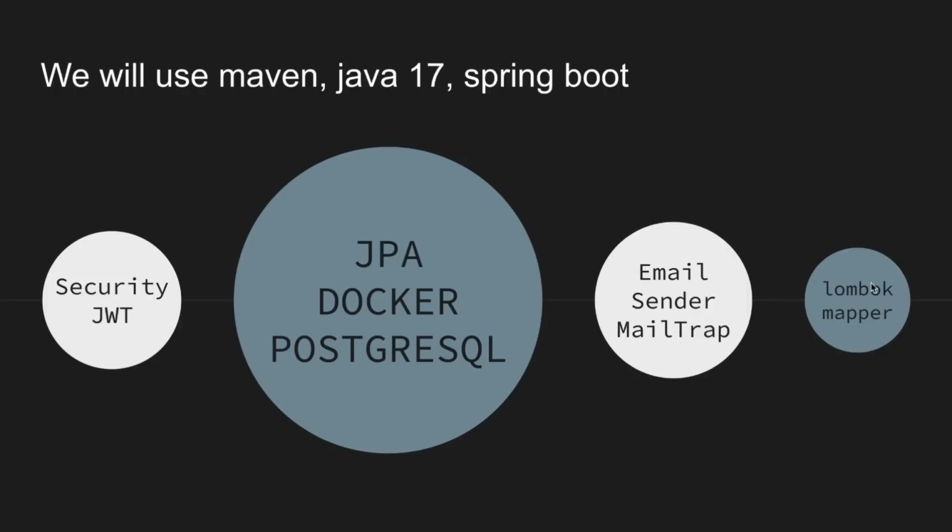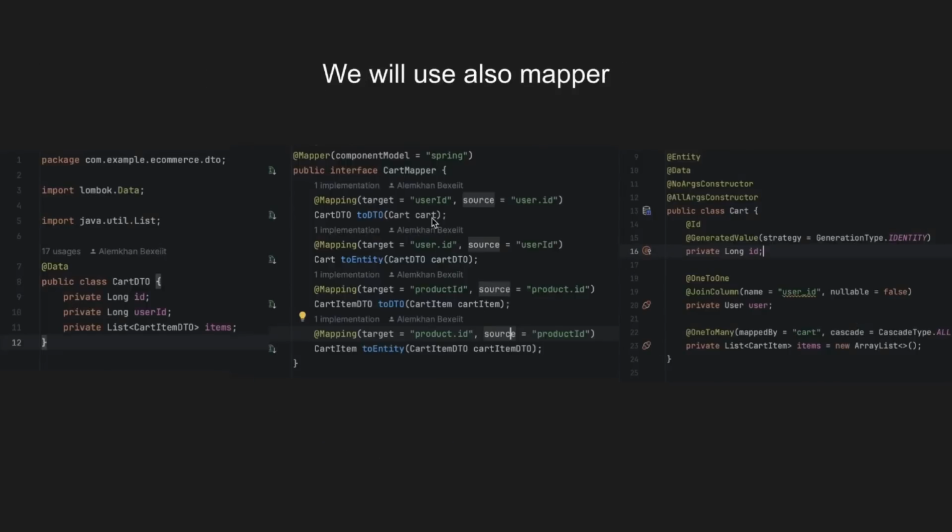So, next, we are going to use Lombok for avoiding boilerplate code. After that, we are going to use Mapper, which helps us to avoid boilerplate code also. Here is the example of a mapper. Here we have DTO, which means a data transfer object. With this mapper, we can convert it to entity. Also, entity can be converted to DTO.